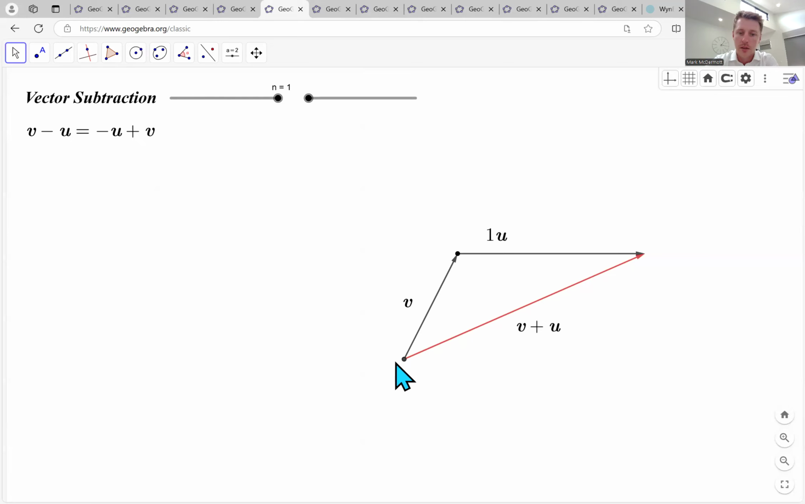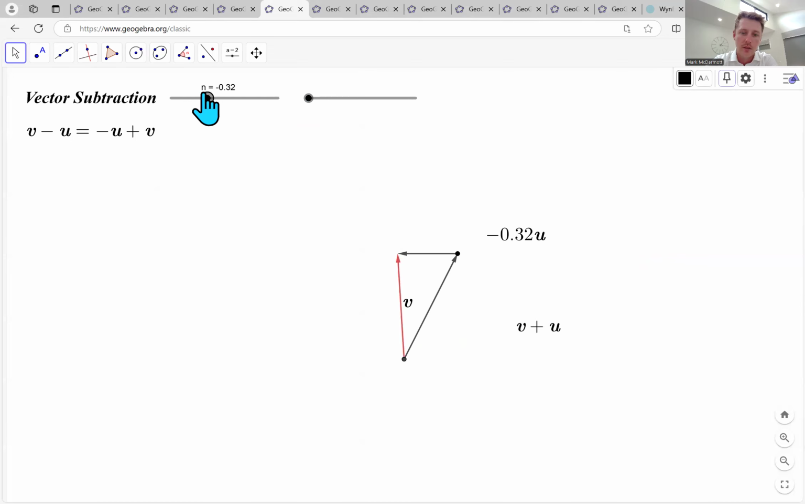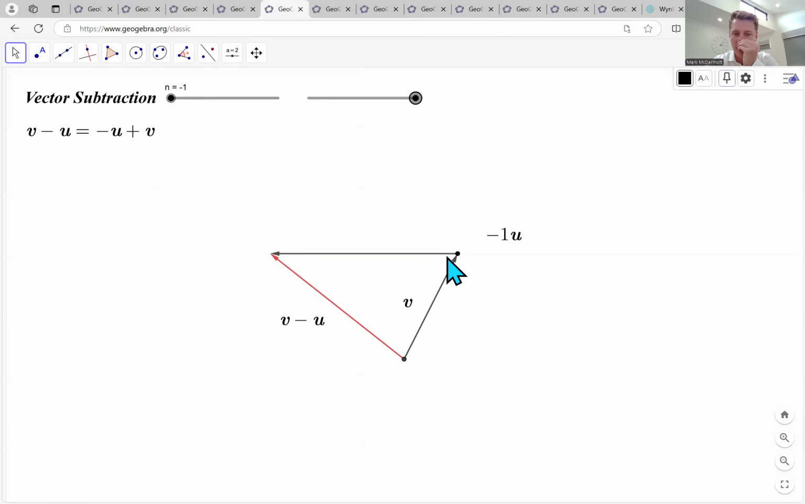Let's have a look at this example here. So we've got this vector v and this vector u. Currently, we're adding them, and it gives us vector v plus u, just like we saw before. But if we make u negative now, if we make u -1, so now u is over there like that. Now this vector here is v minus u because we've taken v and we've subtracted u. Remember, -u or -1u just points in the direct opposite direction as u. So we sort of get that situation going on.